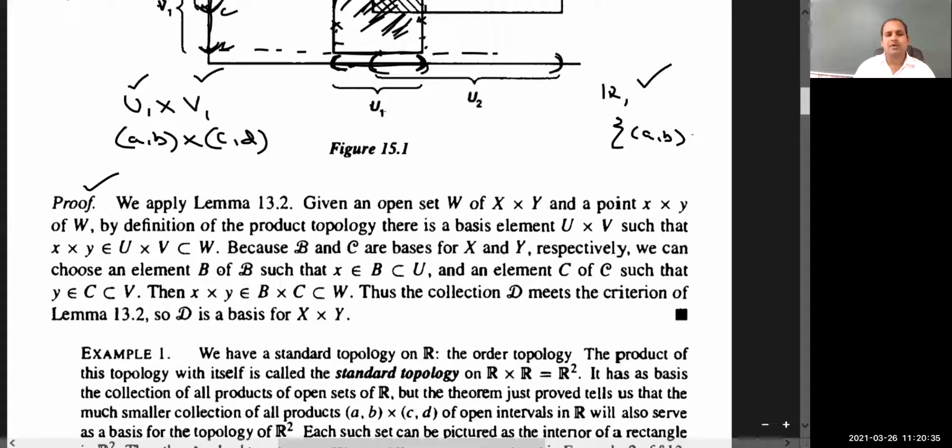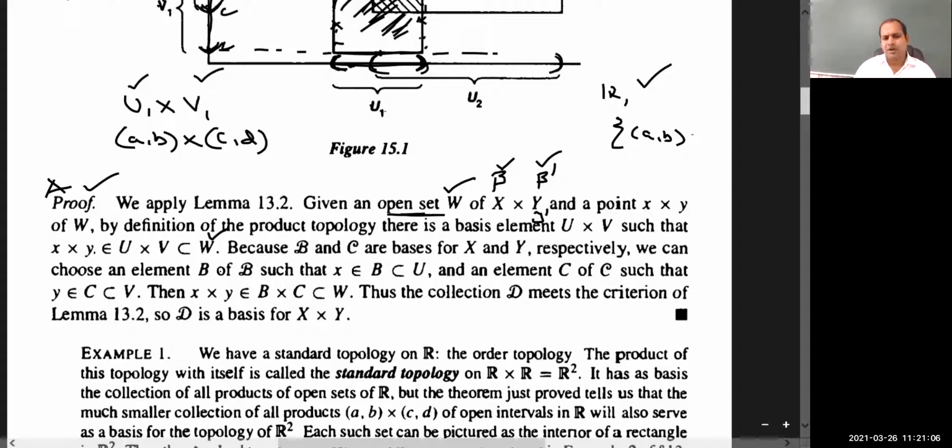Do it by yourself. I think there should be no doubt in this one. You have to use the basis that script B is going to form a basis on X, I mean generating topology on X, and script B dash is going to generate topology T dash on Y. Use their definition. So you can always have U cross B containing this ordered pair XY, which is contained in this W, whenever we consider W as an open set.